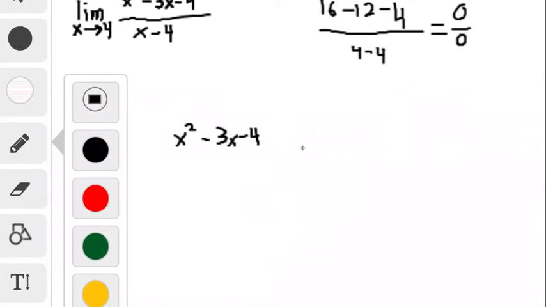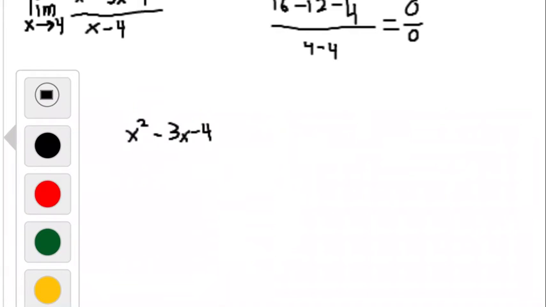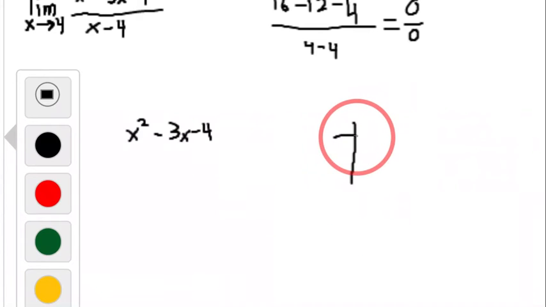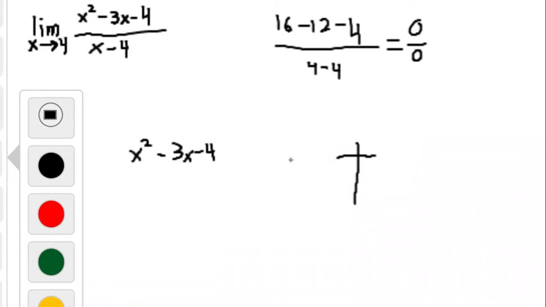And I'm looking at this and I'm thinking, and I basically make a t-chart in my head. So I'm going to write out the t-chart that I'm seeing. So I need two things that are going to multiply to give me -4, and that are going to add to give me -3. And so I am thinking, well, because it's negative, they need to be opposite signs, and the one with the larger absolute value, so the one further away from 0, has to be negative.